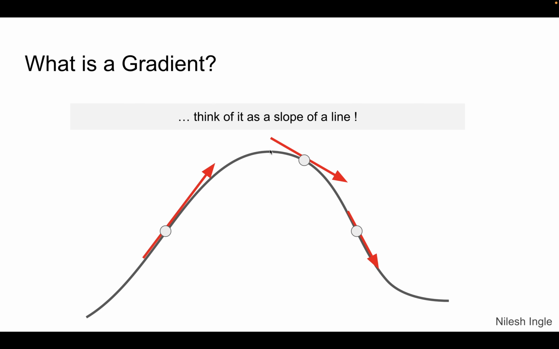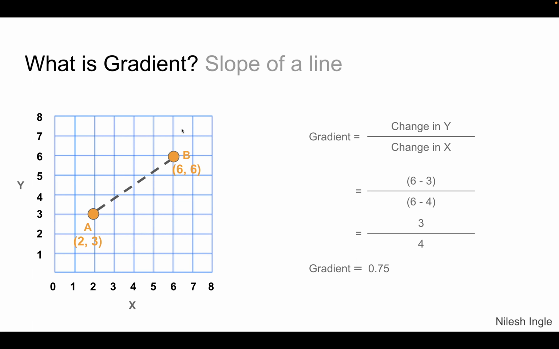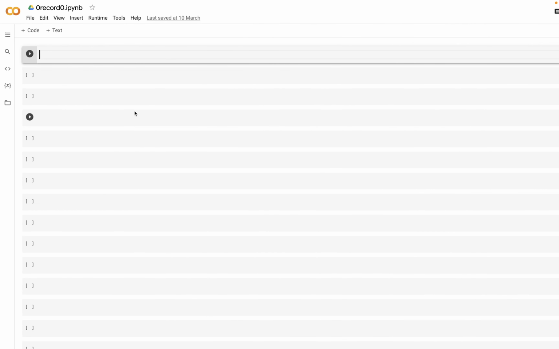So this is a very vague explanation, but here is an example where we can calculate the slope of a line. If we have these 2 points, (2, 3) and (6, 6), just change in y divided by change in x, and that's the gradient or slope. Of course, in machine learning or deep learning, the gradient that is calculated is based on derivatives. We are not discussing that here, but the main concept is, think of gradient as slope. Now let's get into Colab and start coding.